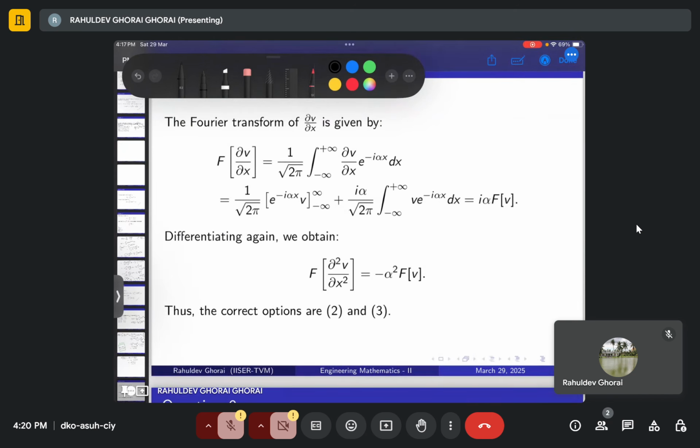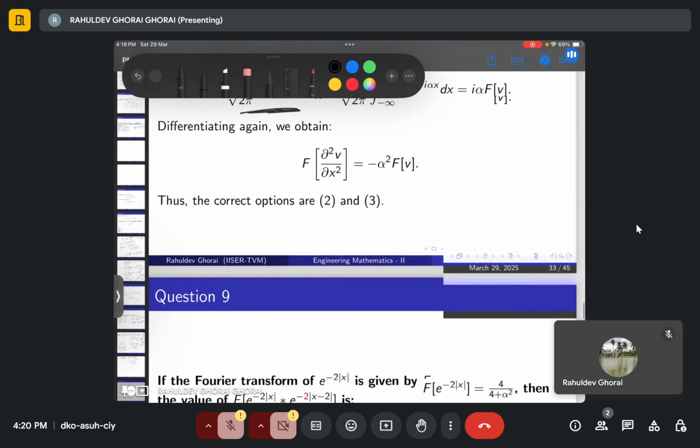Yeah. So it was written here just like I alpha times f of v, but why it is 0 was not explained, that I assume that v(x) tends to 0, okay? And then you can do that.